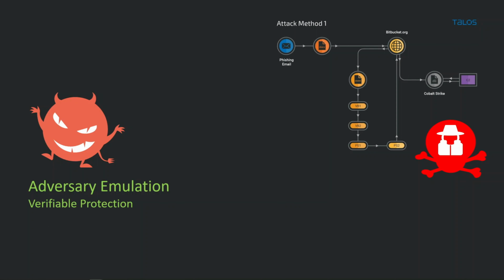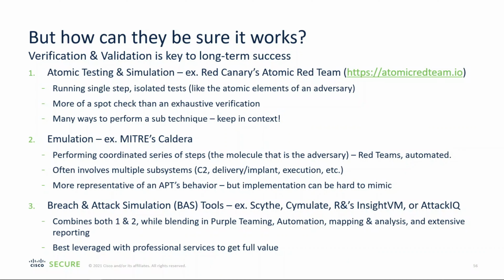All right, now we're moving into adversarial emulation, verifiable protection. And this is just an example, but there's all kinds of tools that are available to do testing and simulation. Red Canary's Atomic Red Team is certainly one of those. You can run your test and do some validation. There's many different ways to perform a sub-technique. So this is where there's a lot of nuance or potential nuance, but a lot of variations to identify potential opportunities to either detect or prevent.